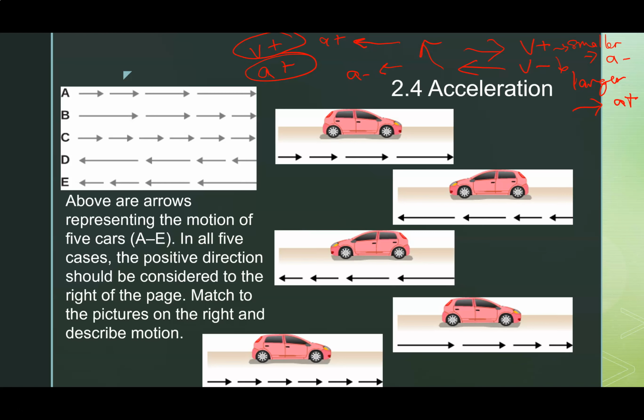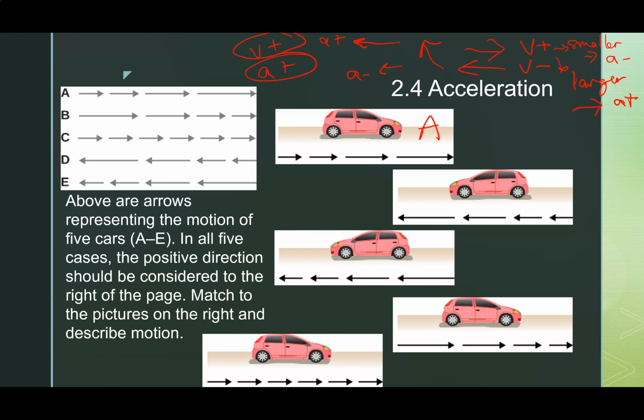So let's do this first one. A, we have arrows getting longer and longer and longer, all pointing to the right. So the velocity of the object is positive and the acceleration of the object is positive. And that looks like this first car right here. Hopefully you see why. What this means is that our car is accelerating to the right and it is speeding up. So I can ask you questions like, is it speeding up? Is it slowing down?